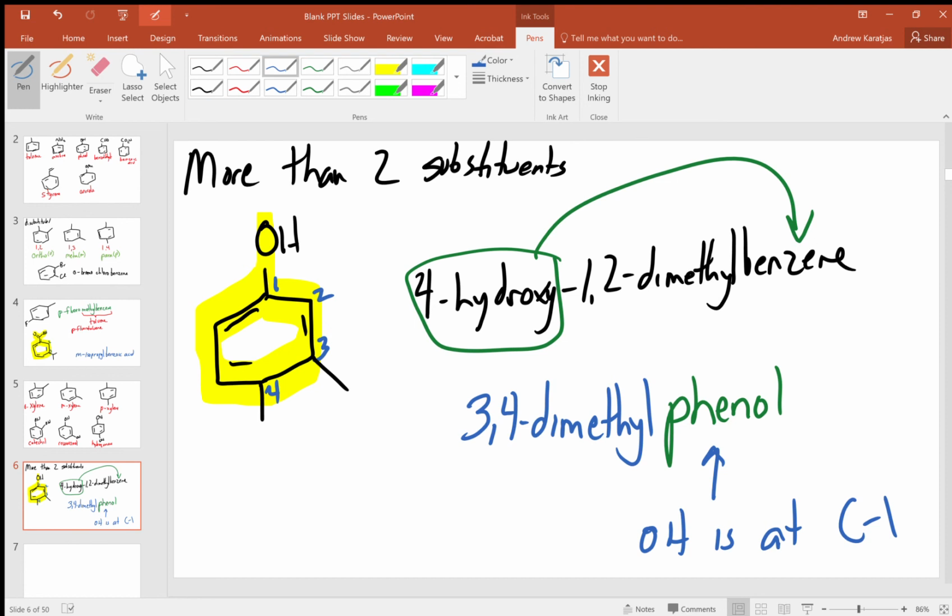So not a lot different, but again, the key here is that if you're going to use the common name, and generally we do when it's available, that defines which carbon is carbon number 1 automatically.